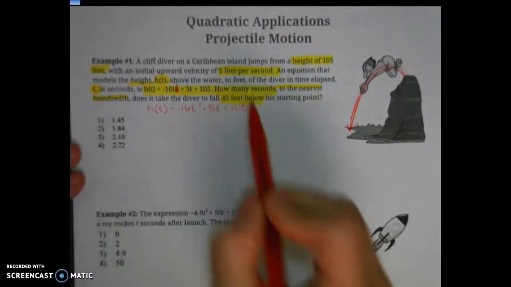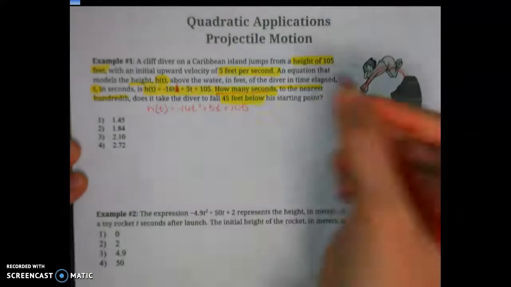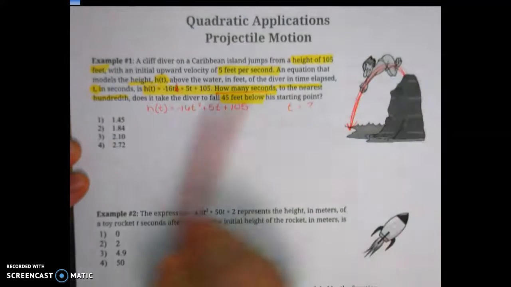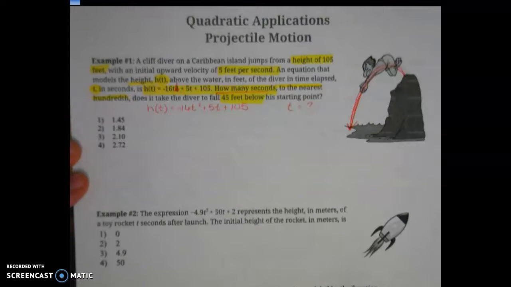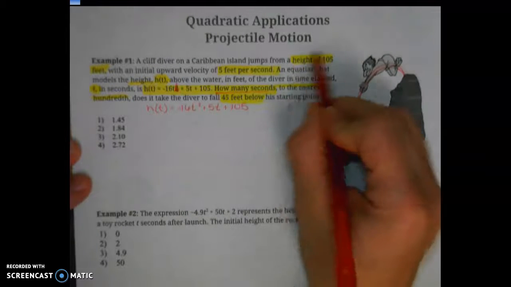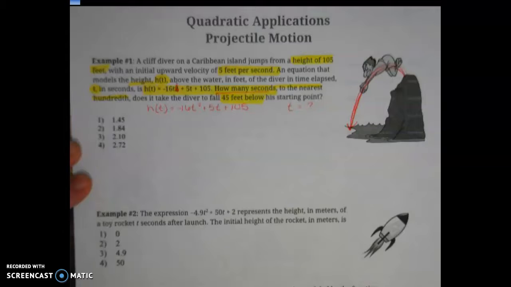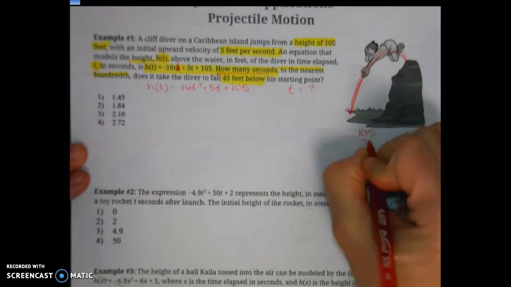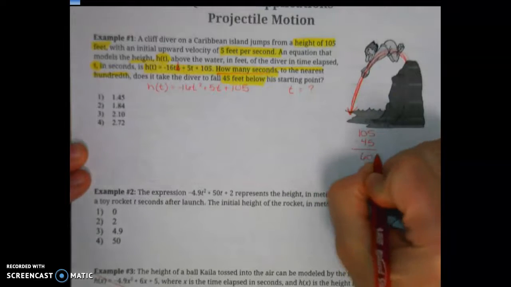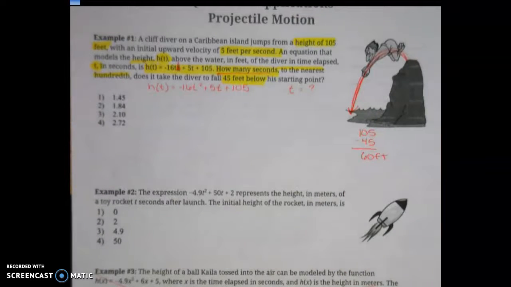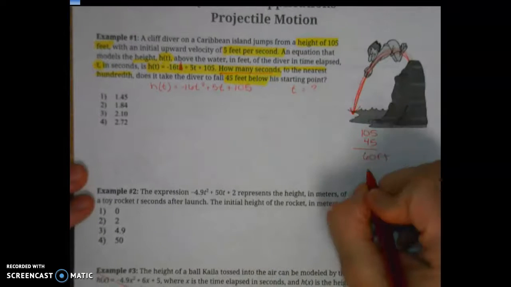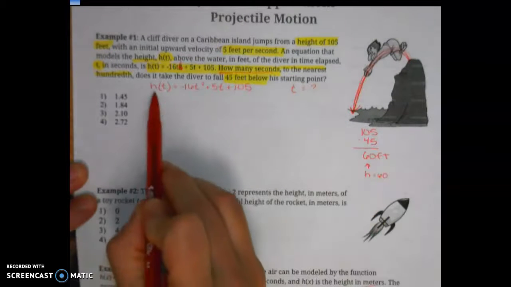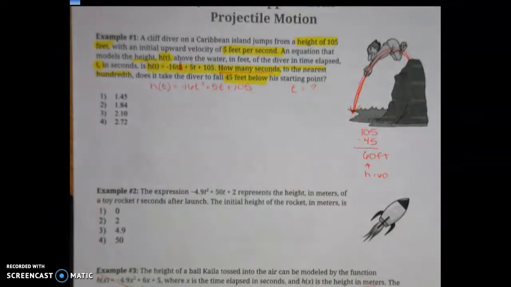So we want to know how many seconds, which means we're solving for a t value. So we want to know t equals what when the diver is 45 feet below his starting point. Well, what was his starting point? His starting point was 105 feet. So what would 45 feet below that be? Well, 105 minus 45 is equal to 60 feet. So we want to know when he's going to reach 60 feet. So this is an h value, which means I'm going to plug in 60 for h, and then I can solve the equation once I just have one variable.